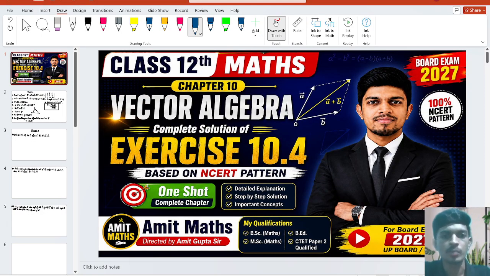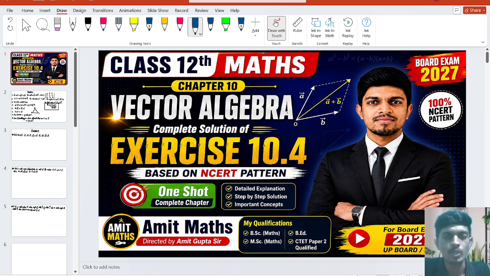My name is Amit Gupta. I have completed my B.Sc Math, M.Sc Math and B.Ed. I am also qualified CTET paper 2 and I have worked as a subject matter expert on Check India Private Limited, where I solve advanced mathematical problems and enhance the mathematical skills of the students. I also have 3 years of experience in this field of teaching.